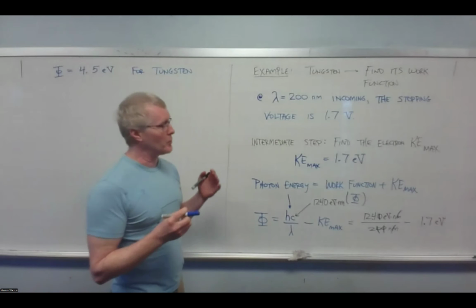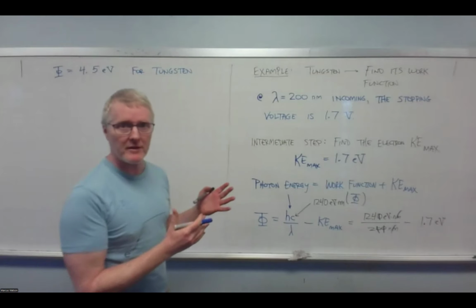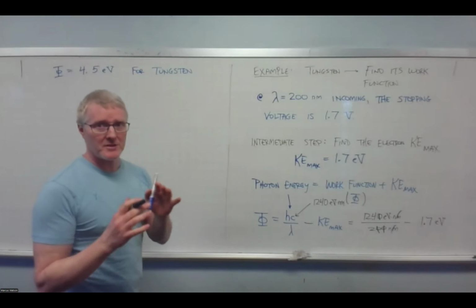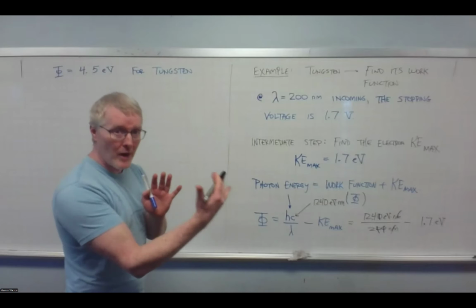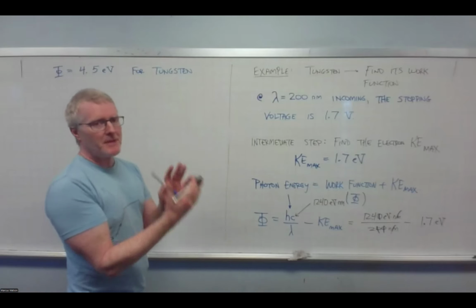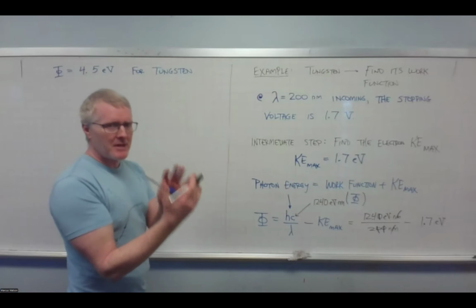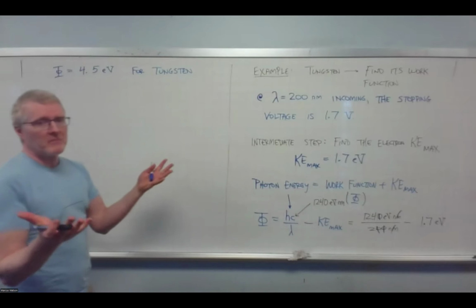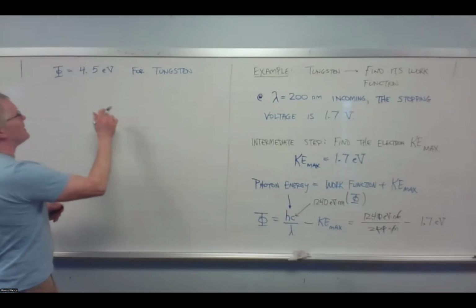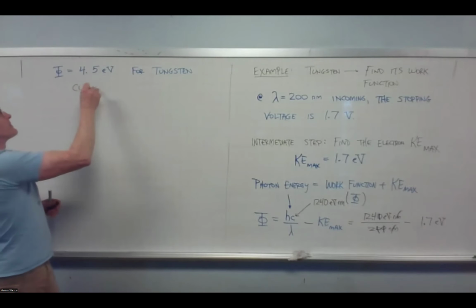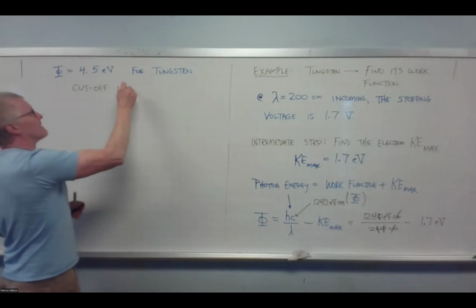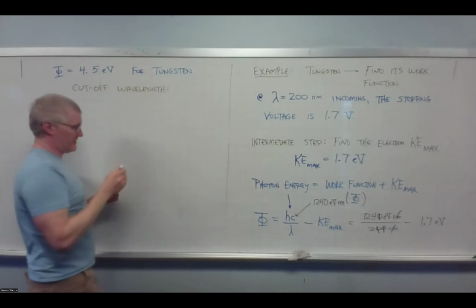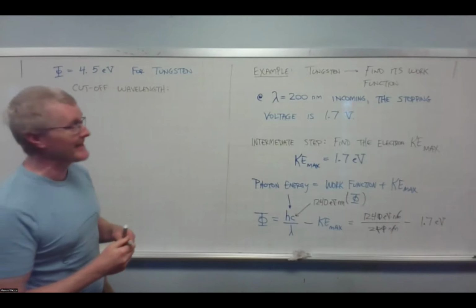Let's calculate what the cutoff wavelength would be for this. The cutoff wavelength, in other words, the maximum wavelength, right? You can think minimum energy and minimum frequency, and then you can go to maximum wavelength. Maybe that helps. If I just wanted to barely start the photoelectric effect in tungsten, what wavelength would I need?